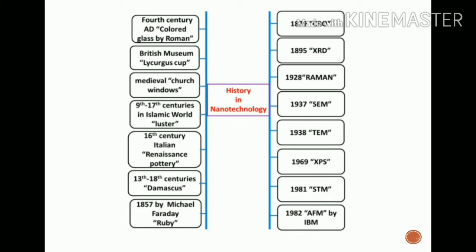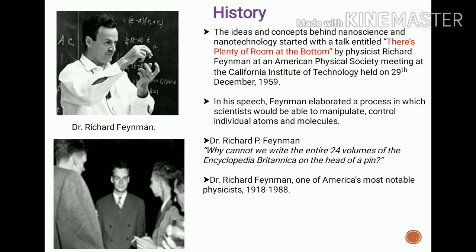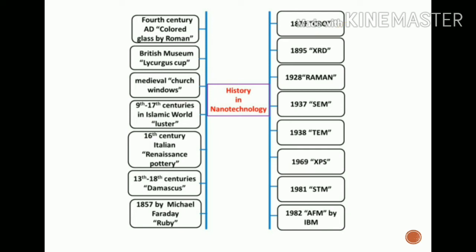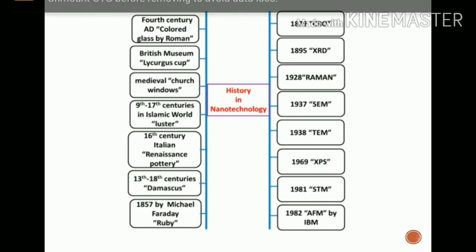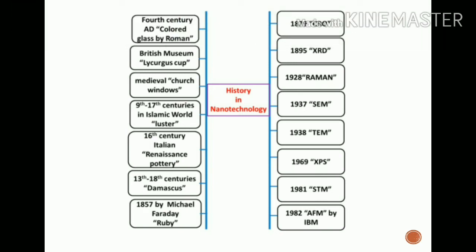In 1857, Michael Faraday used ruby nanoparticles for his research. In 1979, CRO was developed. In 1895, X-ray diffraction was invented. Later, in 1928, Raman spectroscopy was invented. In 1937, the scanning electron microscope evolved. Later, in 1938, the TEM, transmission electron microscope, evolved. Again, in 1969, XPS, and in 1981, STM, the scanning tunneling microscope, was developed by the company IBM. And in 1982, the atomic force microscope was also developed by IBM.